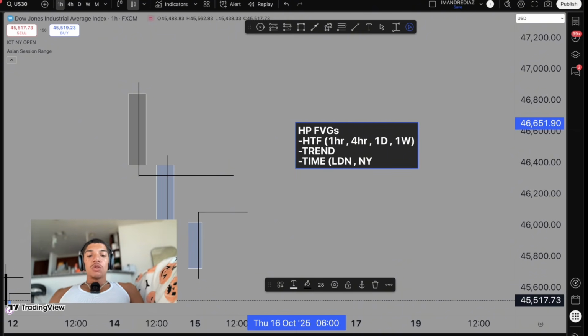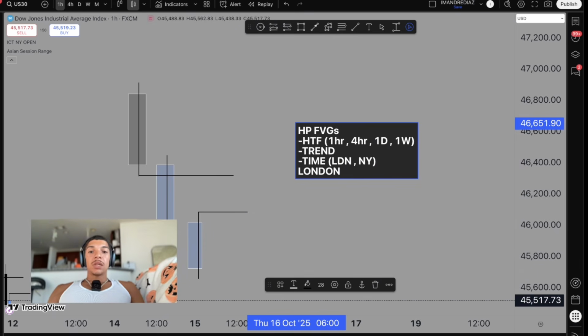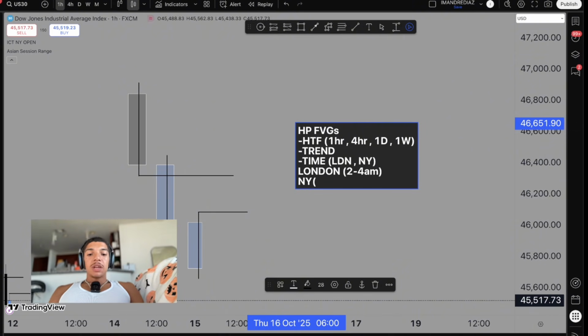London session and New York session. Those are the main two sessions that, if a gap gets traded into around those times, and if you don't know the exact times, I'll even break it down for you. London session, the ideal times if you want to see a gap get traded into is from 2 to 4 a.m. EST. For New York session, if a gap gets traded into around that, I would say 8 to 10 a.m. is like the prime time.